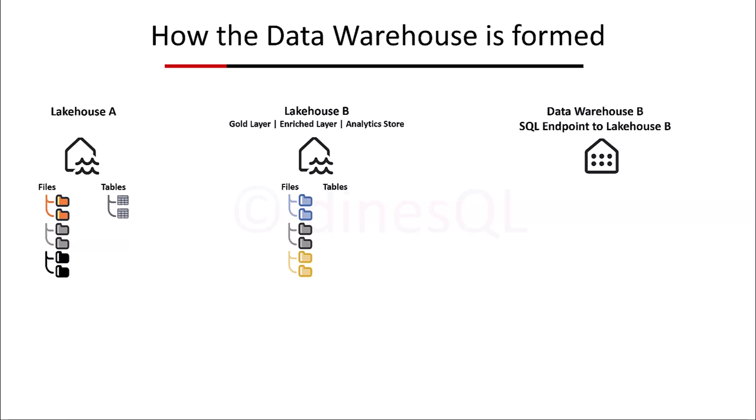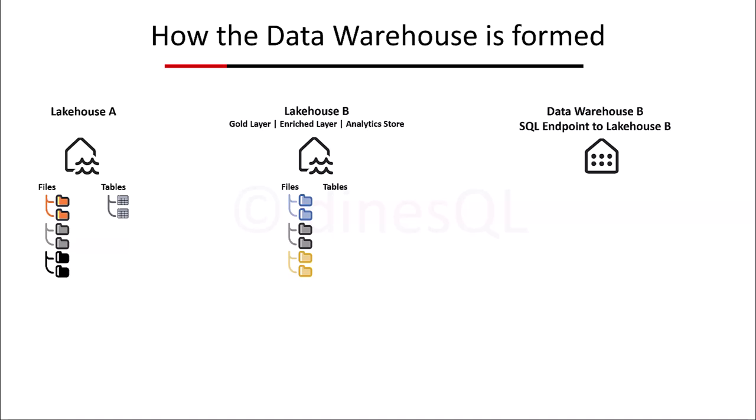All right. Now, how are we going to make sure that Warehouse B shows tables? One way of creating tables for Warehouse B is to use existing files in my Lakehouse B and form delta tables based on those files.